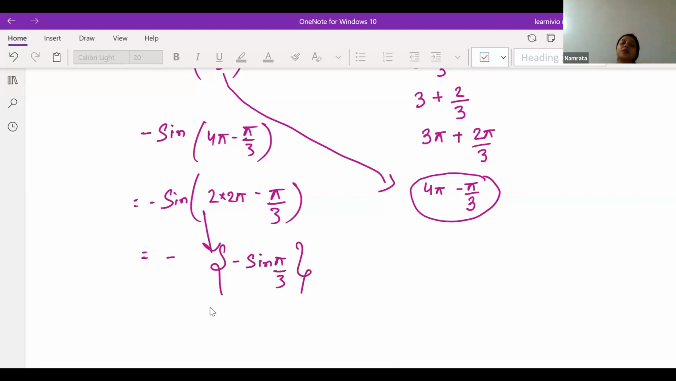Now from the trigonometric table, which you are going to learn first, and then you will be giving the assessment related to these allied angles, this will be only sine pi by 3, and that value, sine pi by 3, is nothing but the 60 degree value. There you can see everything is given in radians. So that way you can connect better. That's why I'm telling you to go to trigonometry.